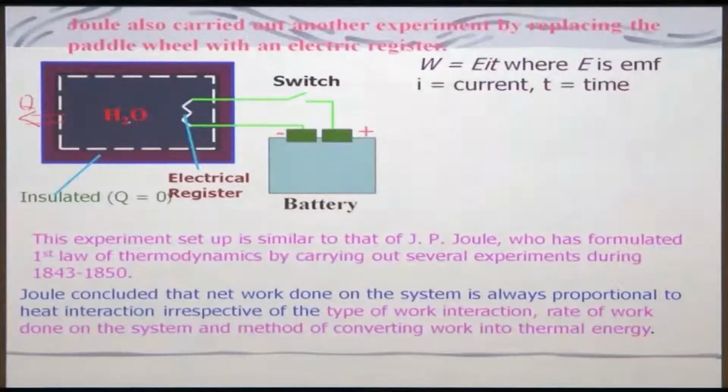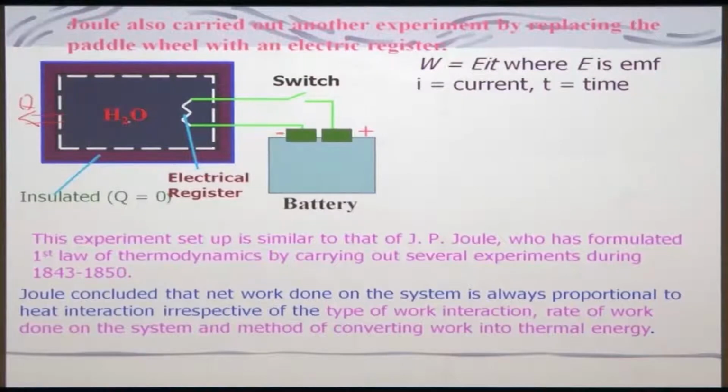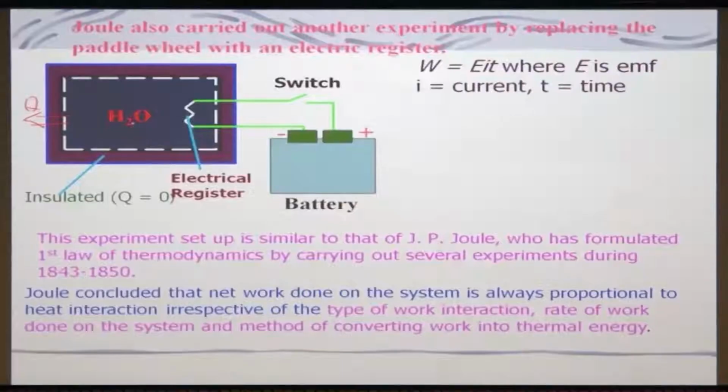And Joule concluded that net work done on a system is always proportional to the heat interaction, irrespective of the type of work interaction, because two types of work I have just now illustrated here, but there might be several other kinds of work, right. And the rate of work done, he also varied, like let us say 5 kilojoule, I can say 50 kilojoule, I can say 500 kilojoule, I can change that. And the method of converting work into thermal energy, he did all these experiments and concluded that.